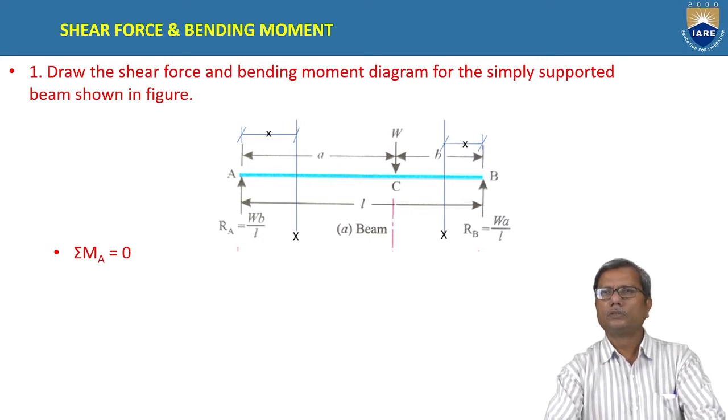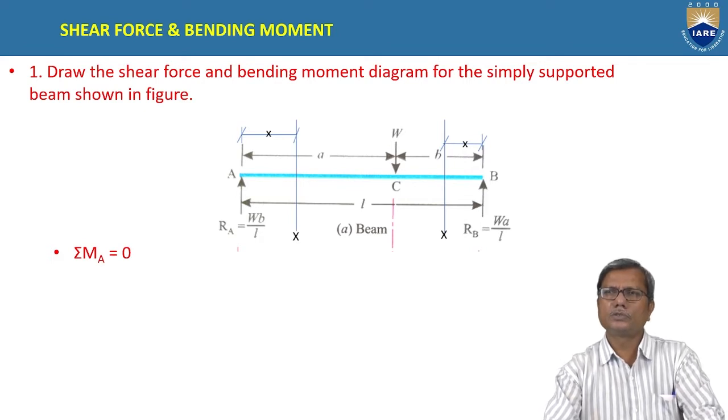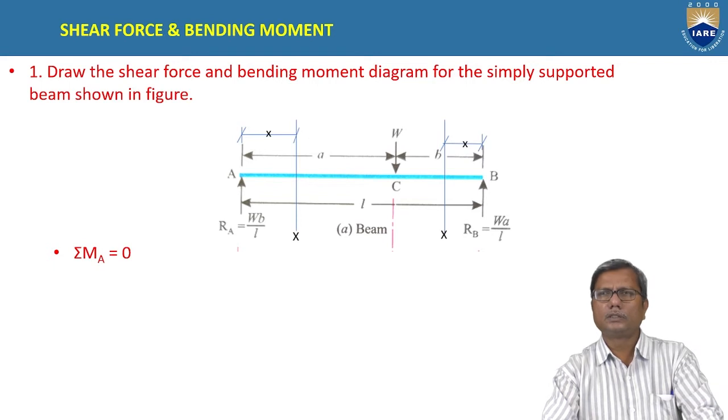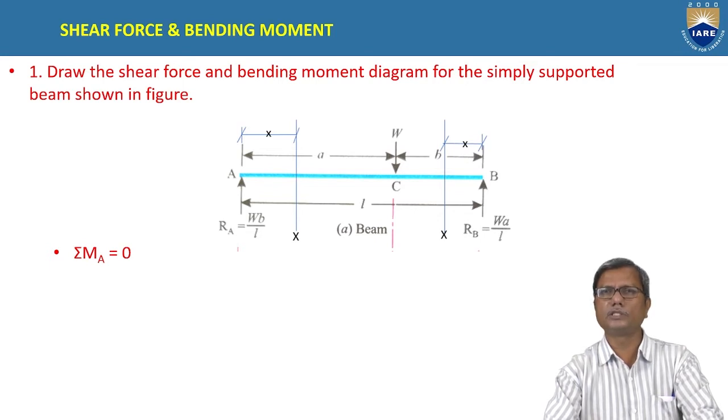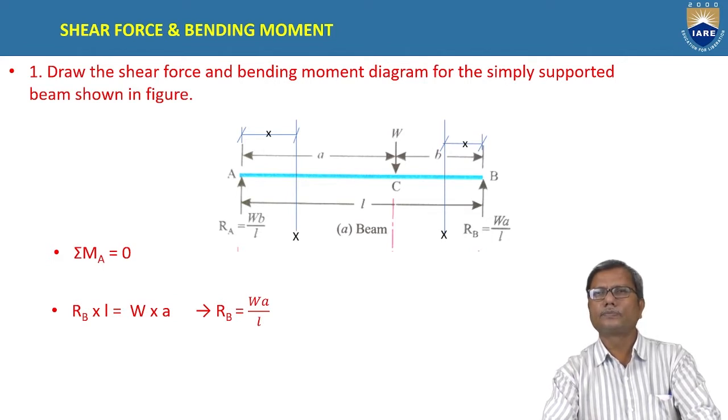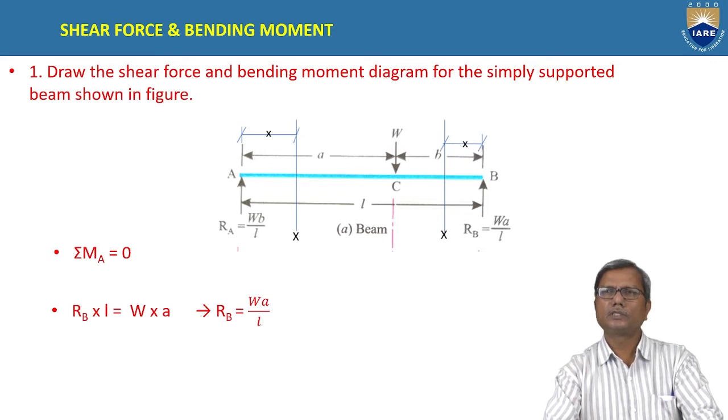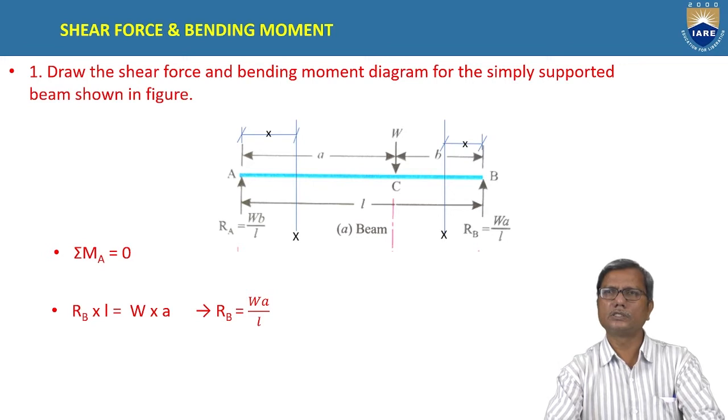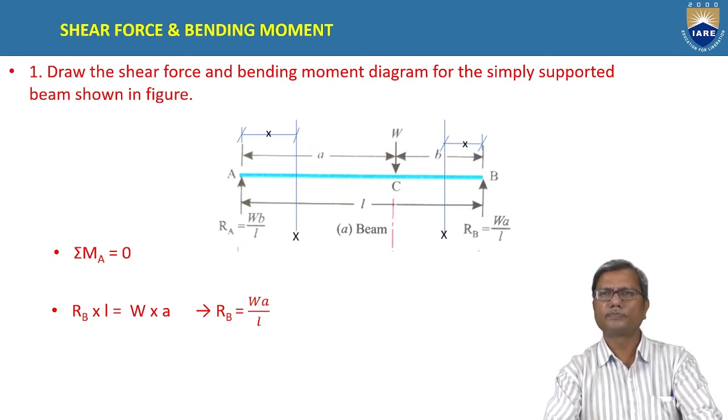Applying this condition, we have the moments due to reaction RB and the load W. The reaction RB produces anticlockwise moment and the force W produces clockwise moment. So we equate the sum of anticlockwise moments to the sum of clockwise moments. That is the meaning of this equation: the algebraic sum of all the moments is 0, or the sum of clockwise moments is equal to the sum of anticlockwise moments. Here the moment due to RB into L, that is anticlockwise, is equal to W into A, force into distance, that is the moment. So RB is obtained from this as WA by L.